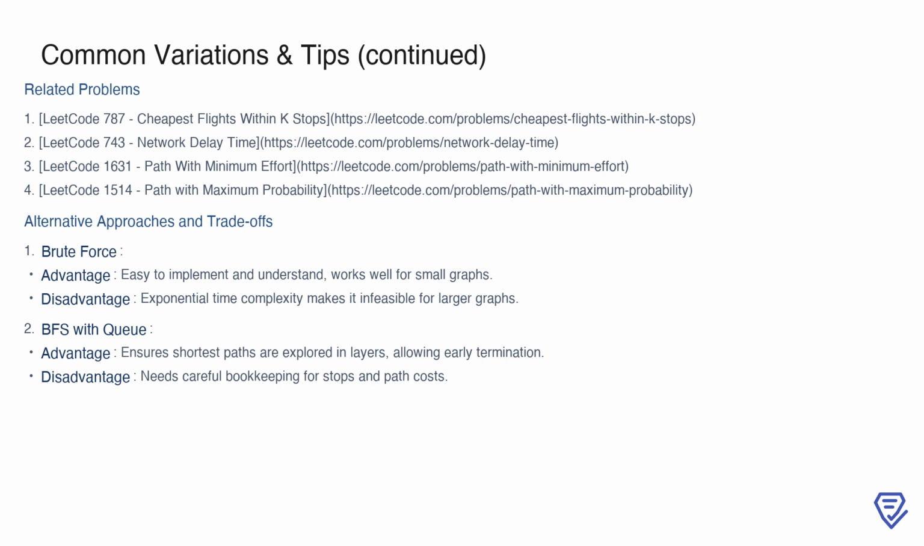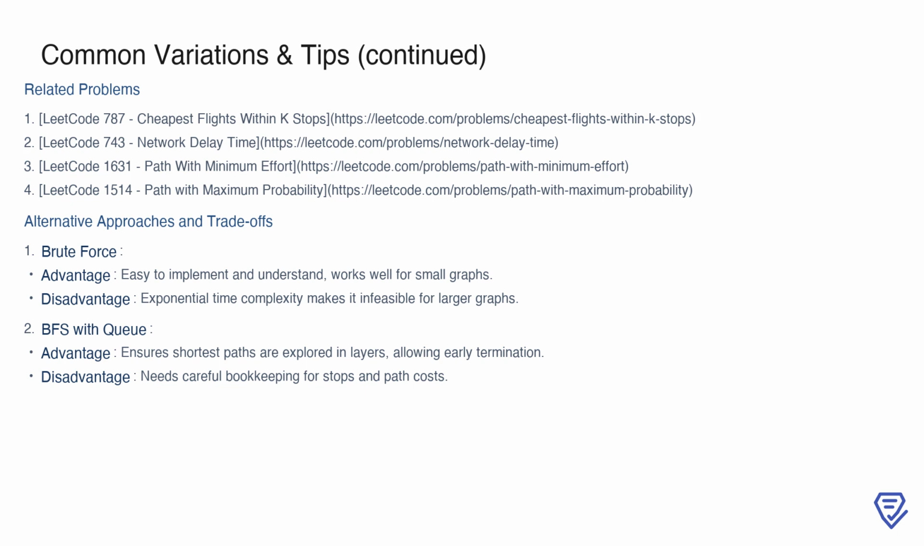This problem often overlaps with others in the same category, which can provide additional practice and insight. For example, LeetCode 787 itself focuses on the cheapest flights within K-stops. LeetCode 743, network delay time, involves finding the time it takes for information to travel across a network, which is another shortest path problem. Similarly, LeetCode 1631, path with minimum effort, and LeetCode 1514, path with maximum probability, also deal with pathfinding under specific constraints. Exploring these problems can help you recognize patterns and refine your approach.